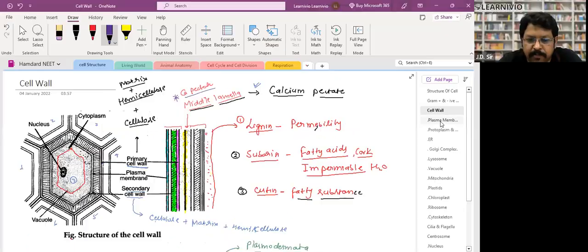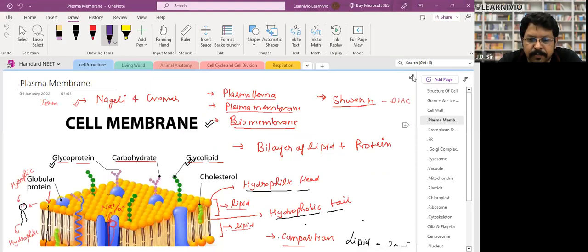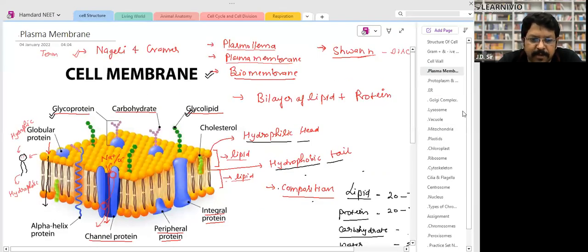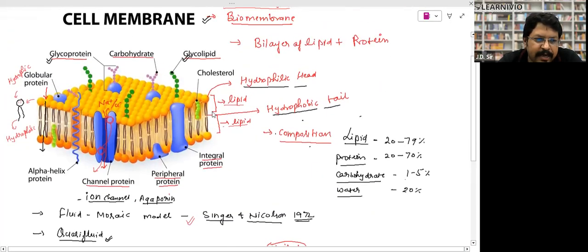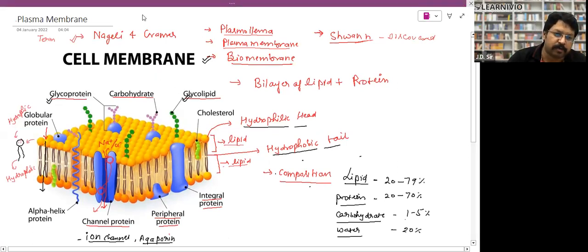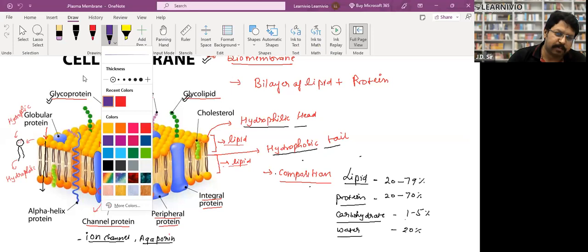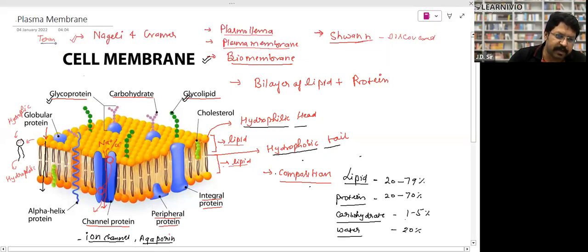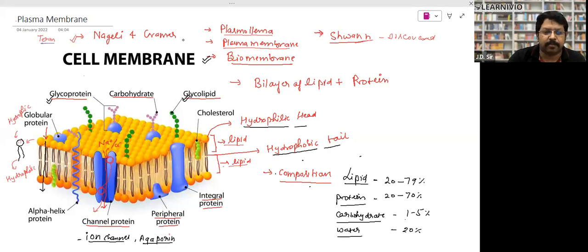Now next one, plasma membrane. Now this is easy. Look, plasma membrane is made up of two things. Bi-layer of lipid. Look, there are two layers of lipid. First, I want to tell you that the term plasma membrane is very important. The term plasma membrane was given by two scientists, Nageli and Kramer.